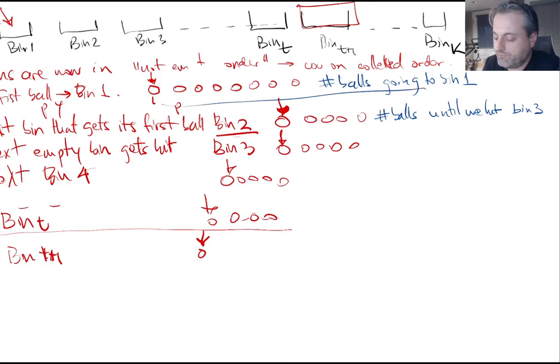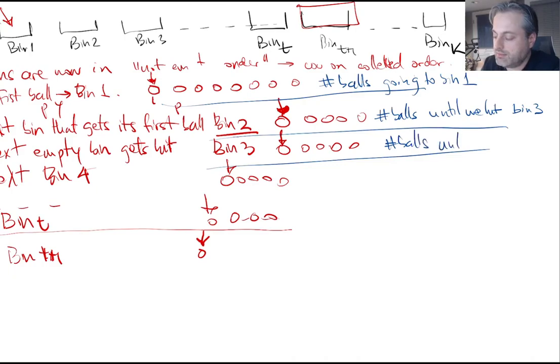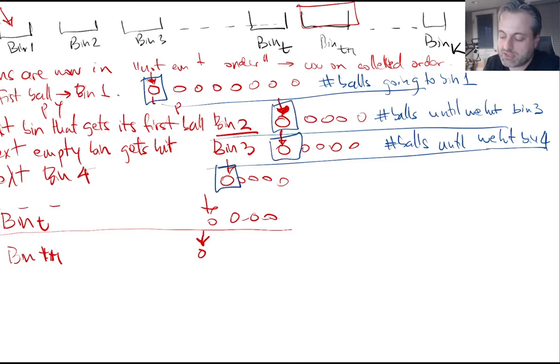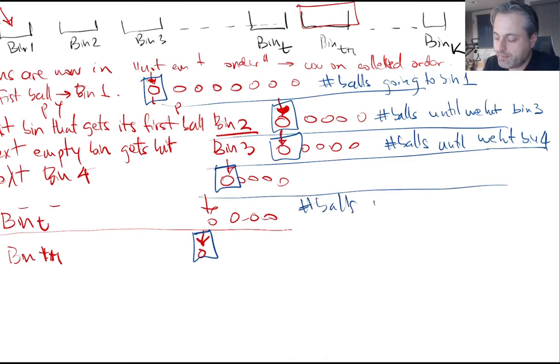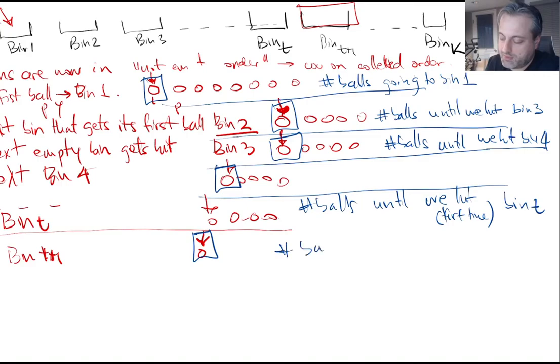So we kind of break them into chunks of balls. This is how many balls until we hit bin 4. It only counts the first ball. We only look at the first time we hit a bin, because after that we just increased to one more bin, right? So this will be here the number of balls until we hit the first time bin T, and then the number of balls until we hit bin T plus 1.